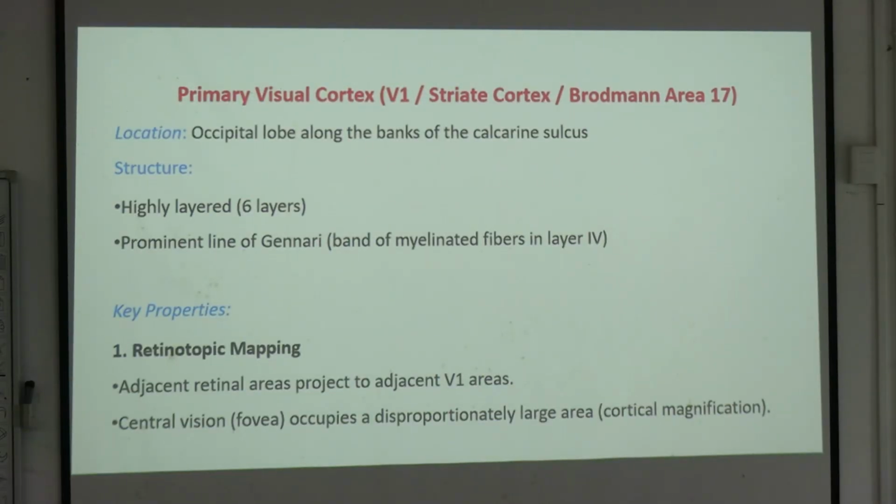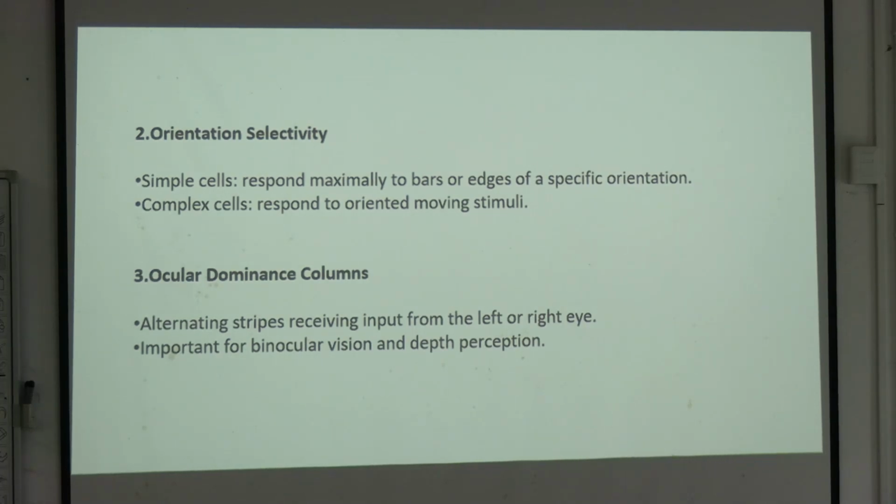Now, properties of visual cortex, we have talked about 4 different types of property. One is retinotopic mapping, that is point to point mapping. Every point of retina is represented in the visual cortex, just like your sensory homunculus and motor homunculus, in the visual cortex or area 17 or area V1. Next is orientation selectivity, where we have talked about 2 different types of cell, simple cell and complex cell. Simple cells are sensitive to lines and complex cells are sensitive to motion. Then ocular dominance columns: alternating stripes receiving input from the left eye and right eye.